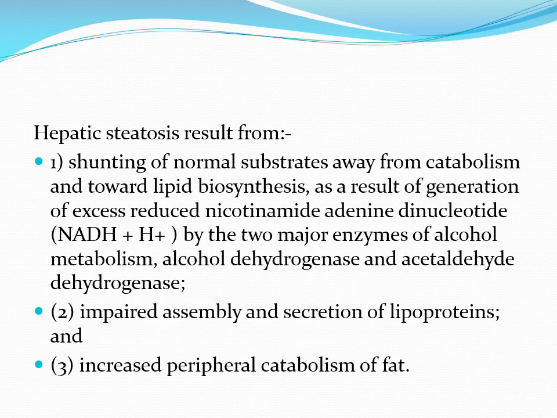So hepatic steatosis, how does it develop? It results from the shunting of the normal substrate away from catabolism and towards lipid biosynthesis. So the normal substrate's catabolism is not happening, lipid biosynthesis is stimulated, and as a result there is generation of excess reduced NADH by alcohol dehydrogenase and acetaldehyde dehydrogenase. Then there is impaired assembly and secretion of lipoproteins, and there is increased peripheral catabolism of fat. So by all these three there is development of hepatic steatosis.